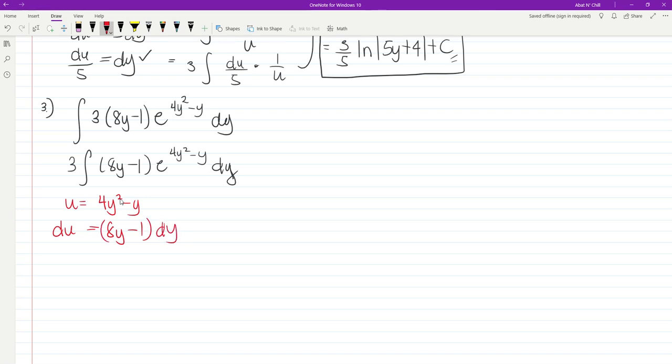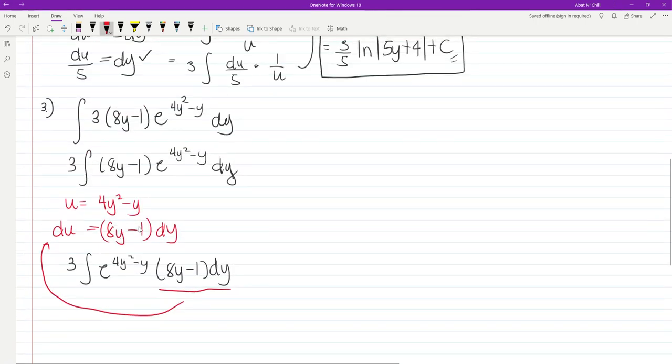That's why we have a dy here, which is actually this 8y minus 1 and dy here. So if we are going to carefully rearrange our given, we put this first, then we have 8y minus 1 dy. We can see that this term is actually equal to du. And of course, this 4y squared, we let that as our u.